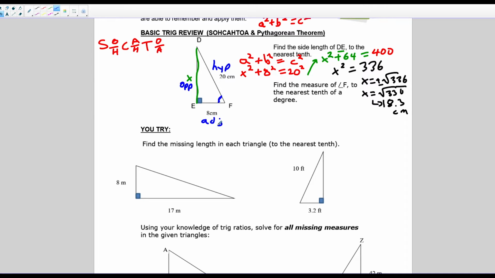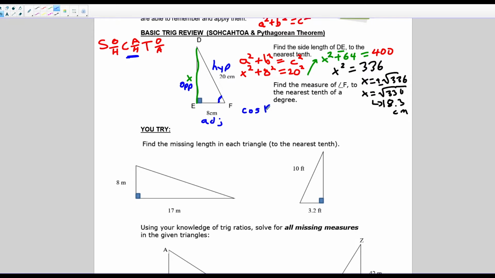Which means that our adjacent side is going to be that 8 centimeters there. If we were only looking for the measure of angle F, I'm going to use the two sides that are given to me so I know that I'm using the correct numbers. So we can start off by saying that we are going to look at the adjacent side and the hypotenuse. And because those are the two sides we're working with, we're going to use the cosine ratio.